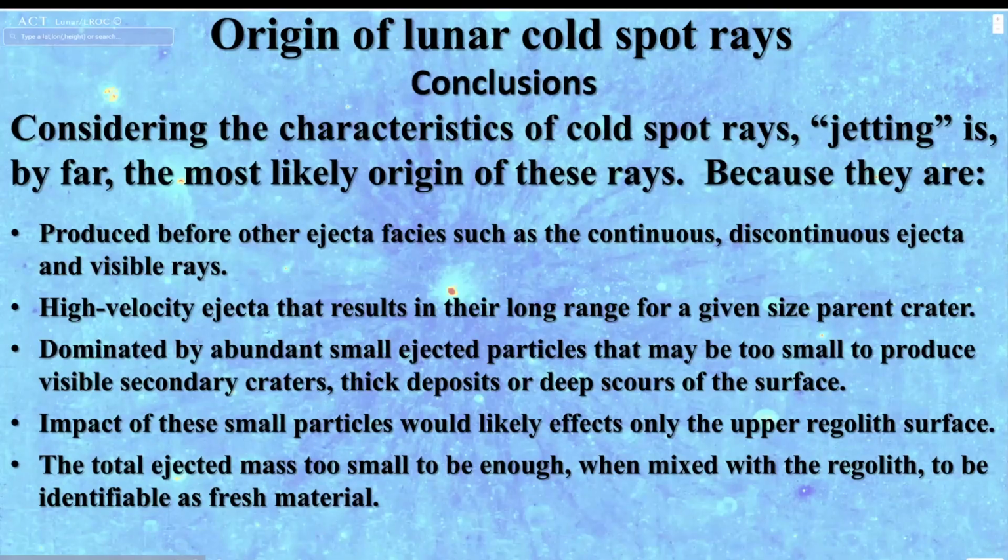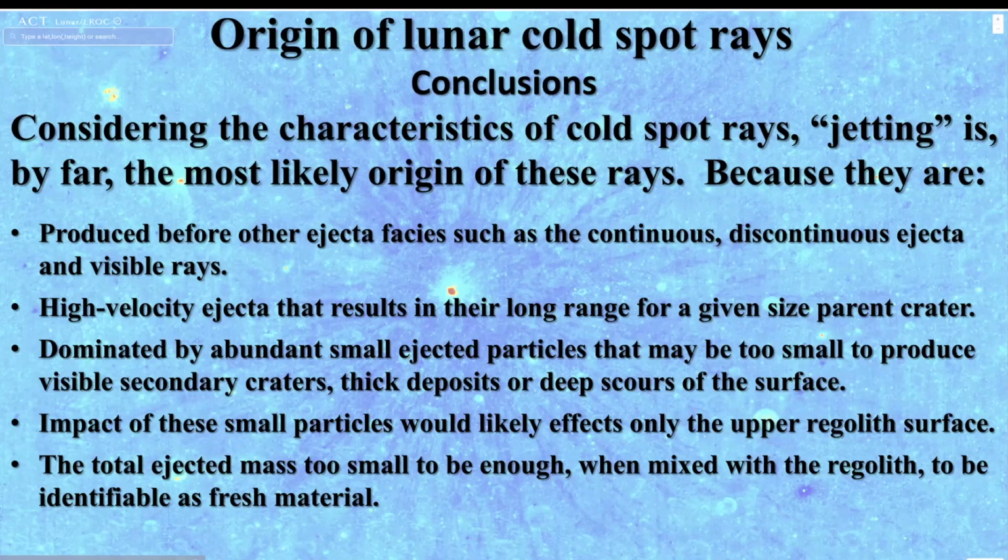So let's just get to our conclusions based on the evidence we've looked at. So considering the characteristics of cold spot rays, jetting is by far the most likely origin of these rays. That's that second process that we discussed. They're produced before other ejecta facies, such as continuous, discontinuous ejecta, and visible rays. So it meets that criteria. They are the highest velocity form of the three phenomena we discussed.